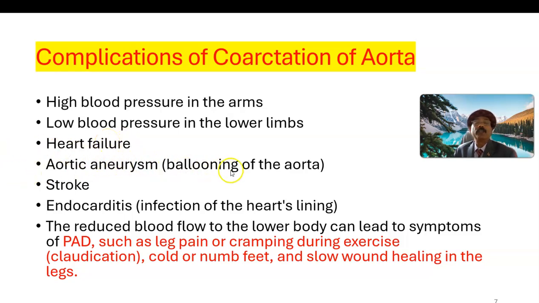Aortic aneurysm, ballooning of the aorta. Not only that, it may rupture. That may be catastrophic. And it may go through dissection between the layers of the aorta. Stroke or cerebrovascular accident, endocarditis may happen, infection of the heart's lining, like the endothelium.